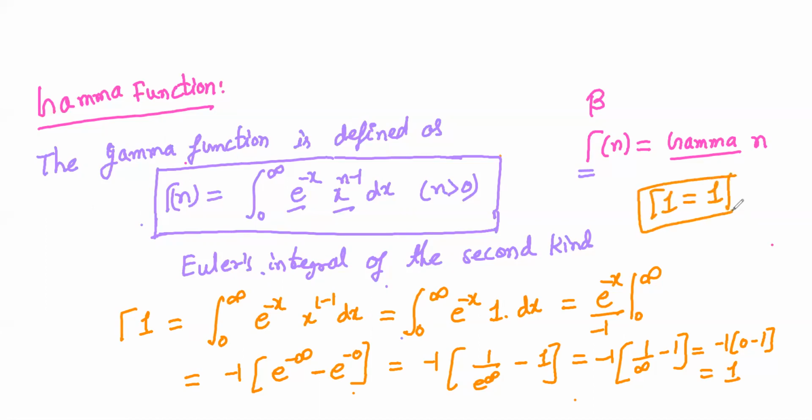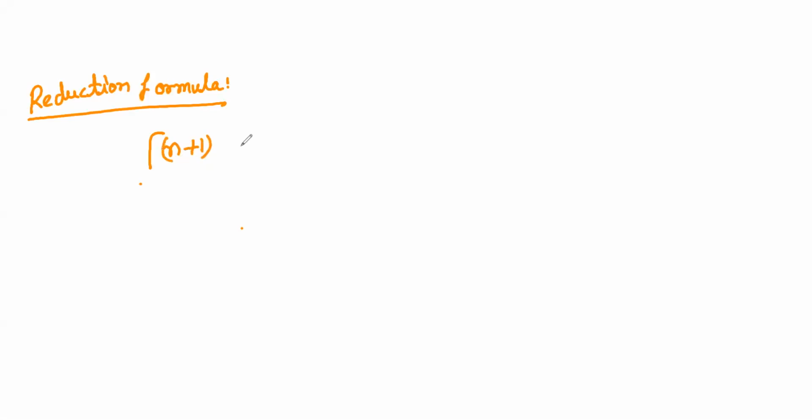Okay, so now the reduction formula. Now we will write the reduction formula. What is the reduction formula? Let me tell you. First find gamma n plus 1. What will gamma n plus 1 be? The integral from 0 to infinity of e raised to minus x will be the same. Here we have written x raised to n minus 1 for n, so instead of n I have written n plus 1.